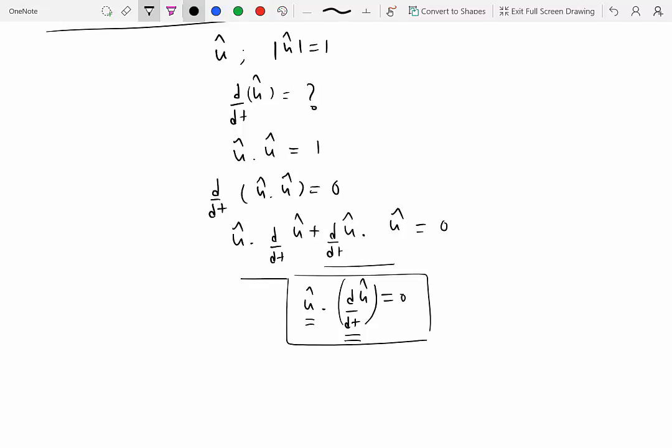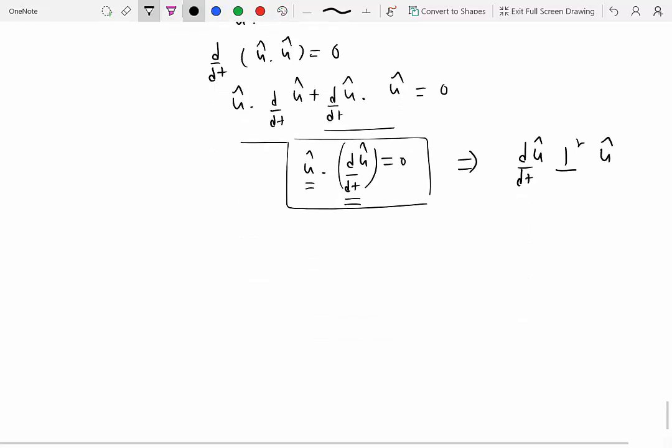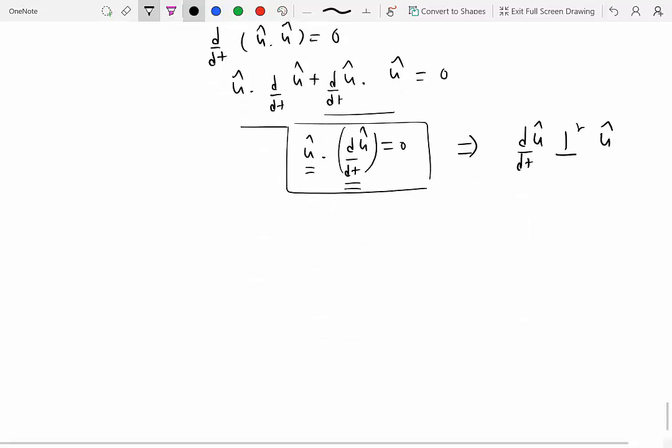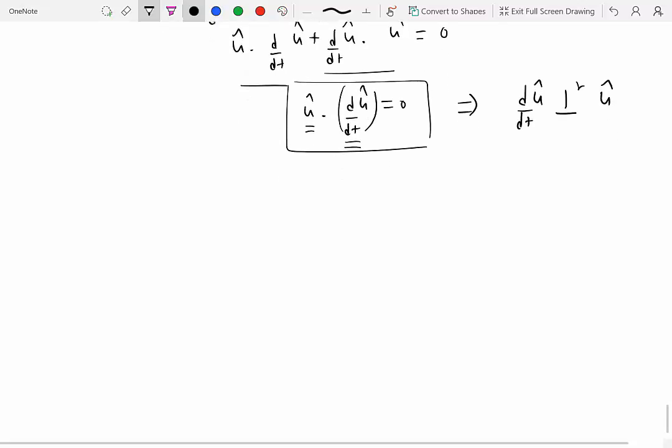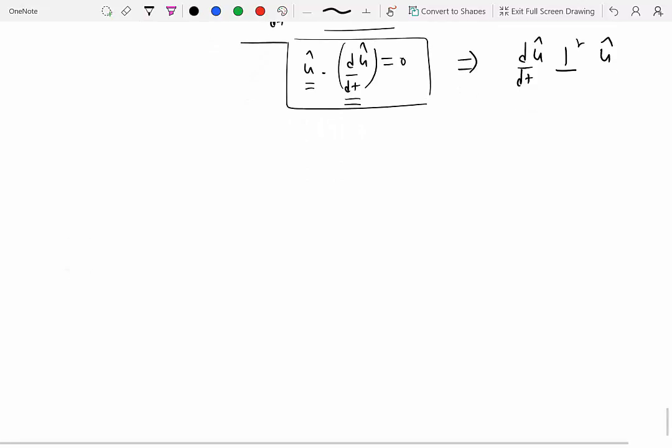Because if two vectors a and b are dotted and the result is 0, then unless either of them is trivially 0, we know that they're perpendicular to each other. So what this implies is that d over dt of u hat is perpendicular to u hat. Now, if the unit vector is moving in a plane, you can get two perpendiculars to it, so the question is which way exactly it is pointing.